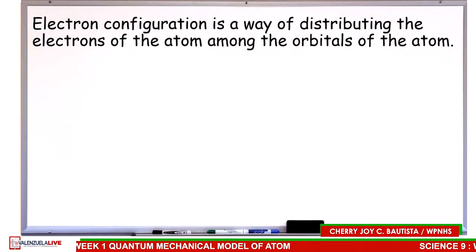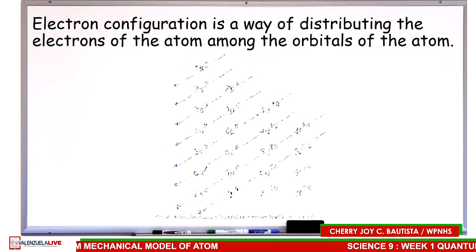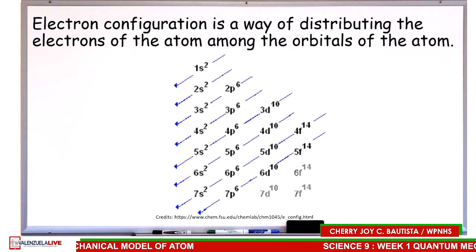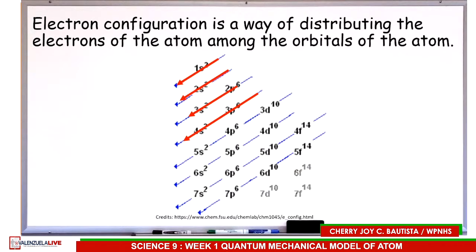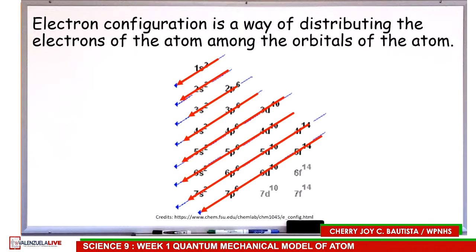Electron configuration is a way of distributing the electrons of the atom among the orbitals of the atom. The mnemonic device given in the figure here can be used as your guide in showing the electron configuration of an element. In using the mnemonic device, the direction of the arrow was followed, meaning it starts with 1s, 2s, 2p, 3s, 3p, 4s, 3d, 4p, 5s, and so on.